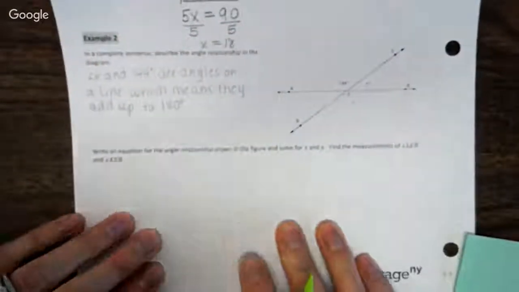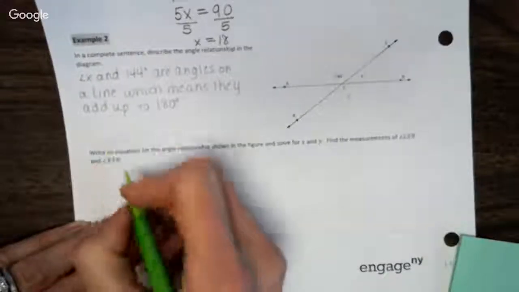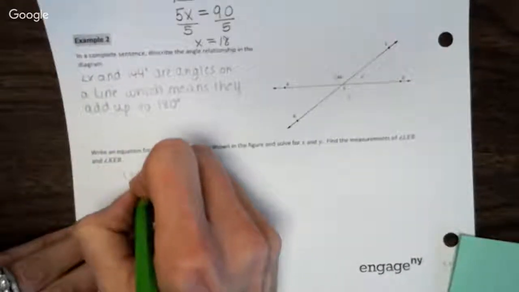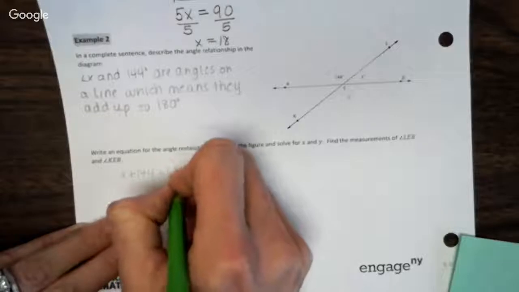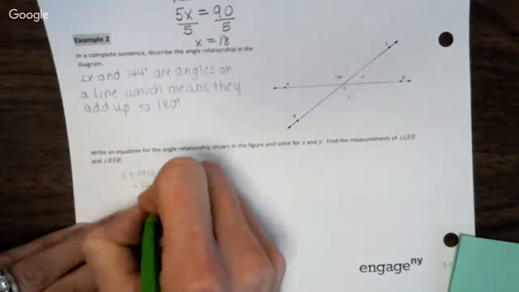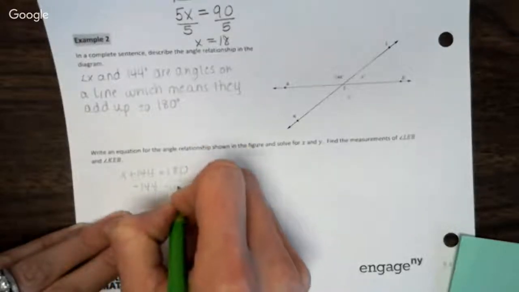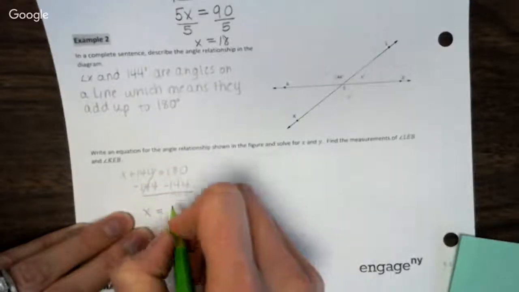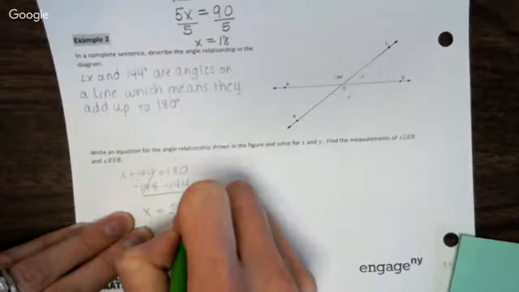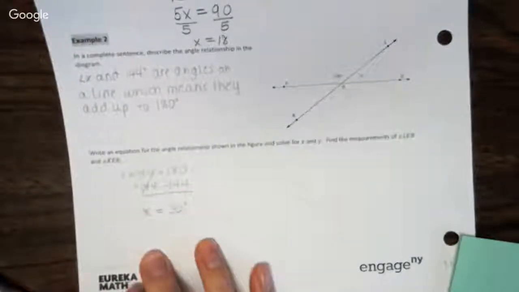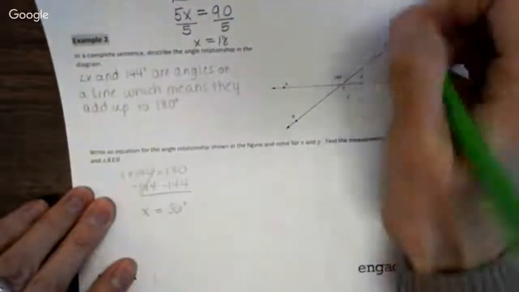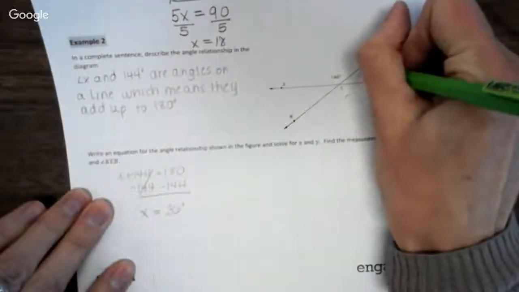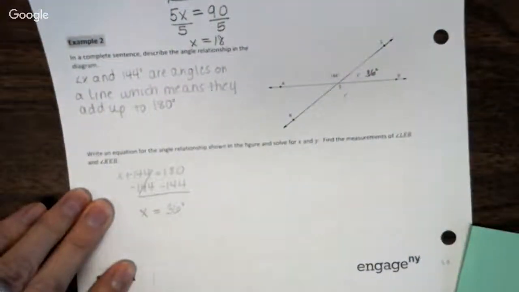All right, so let's go down and just do the equation for X. So we know that X plus 144 is going to be equal to 180. Subtract 144 from both sides. To solve this equation, we get X is equal to, when you subtract that, you get 36 degrees. All right, so now we have to do angle Y. Now I'm going to go up and just mark that this is 36 degrees, so it's in my diagram.